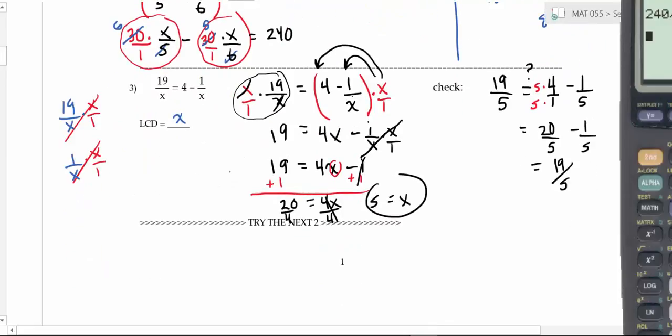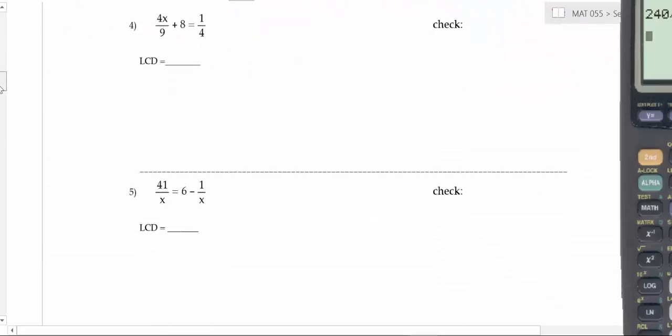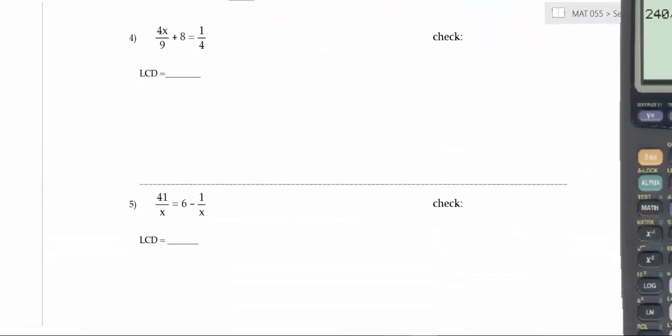All right, the reason I multiplied by x on that is because it got rid of both of those fractions. So the 19 came down, the 1 came down, but the 4 got multiplied by x. Does that make any sense? Yes? No? Okay. All right, so I'm going to let you do a couple of problems here. I'll go ahead and start working on the next 2.